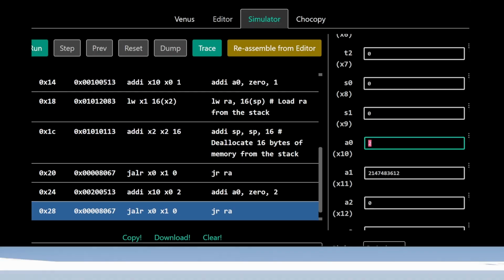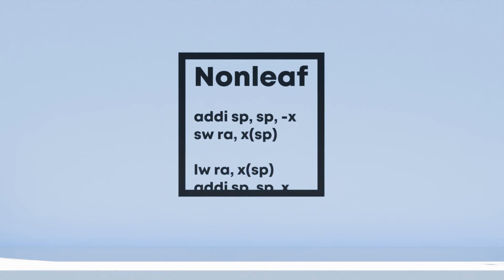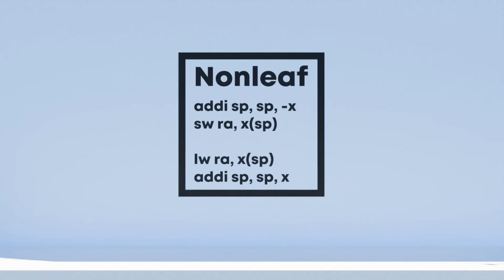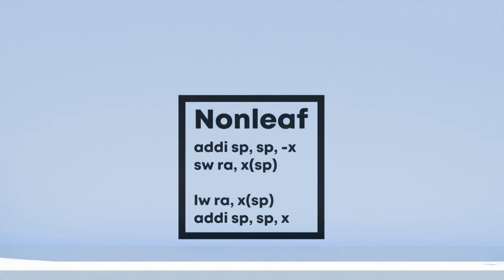The main lesson to be learned here is that for a non-leaf function, which is a function which calls another function, you need to start it by allocating memory on the stack and storing the return address, and then finish by loading the return address and deallocating the memory again to prevent the stack overflow. A similar thing can be done with local variables inside a function, which we'll look at now.